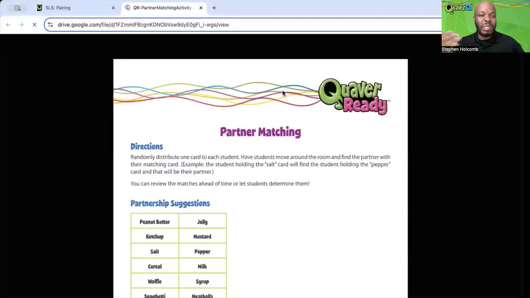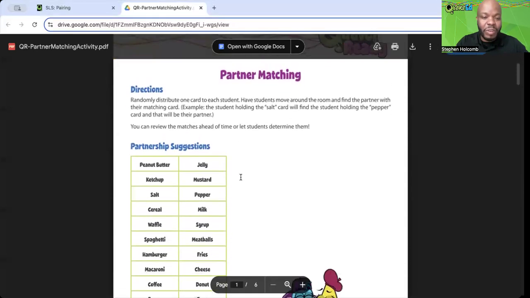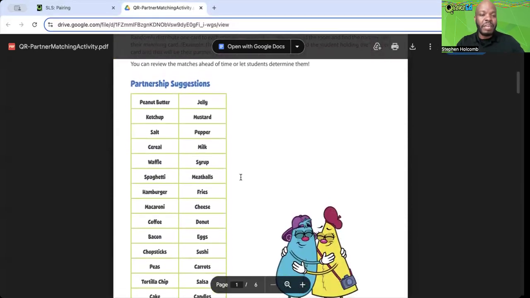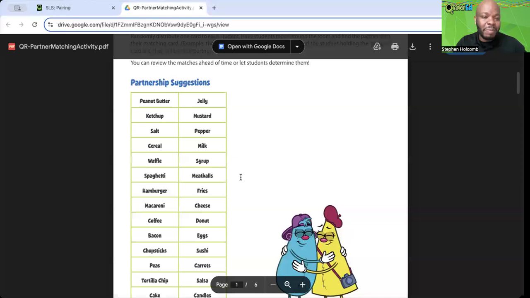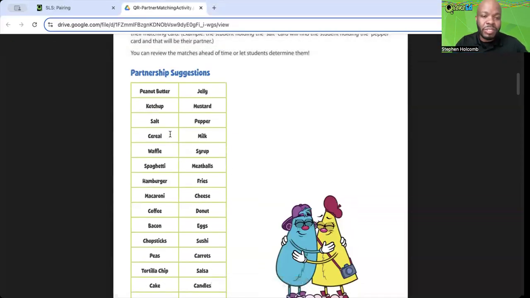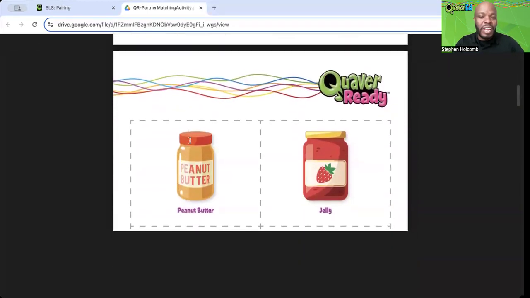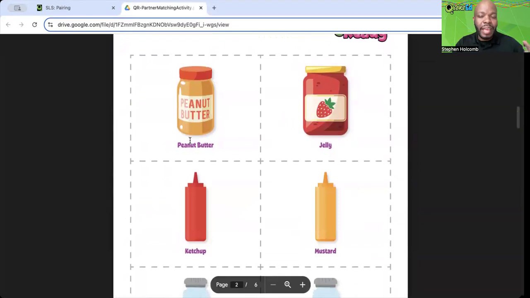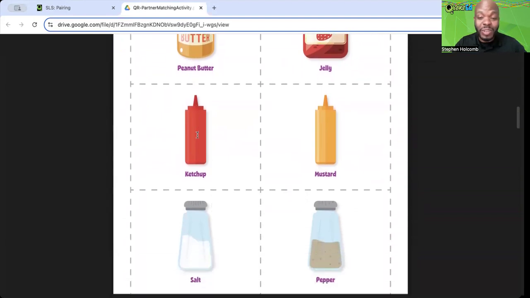And of course, we can expand this in a very, very great way. So it could be peanut butter and jelly. It could be ketchup and mustard for this food themed matching cards, salt and pepper, cereal and milk, and so on. With that, you can create those images to print and cut out into separate cards. You can laminate these so that they can last for a while as well.